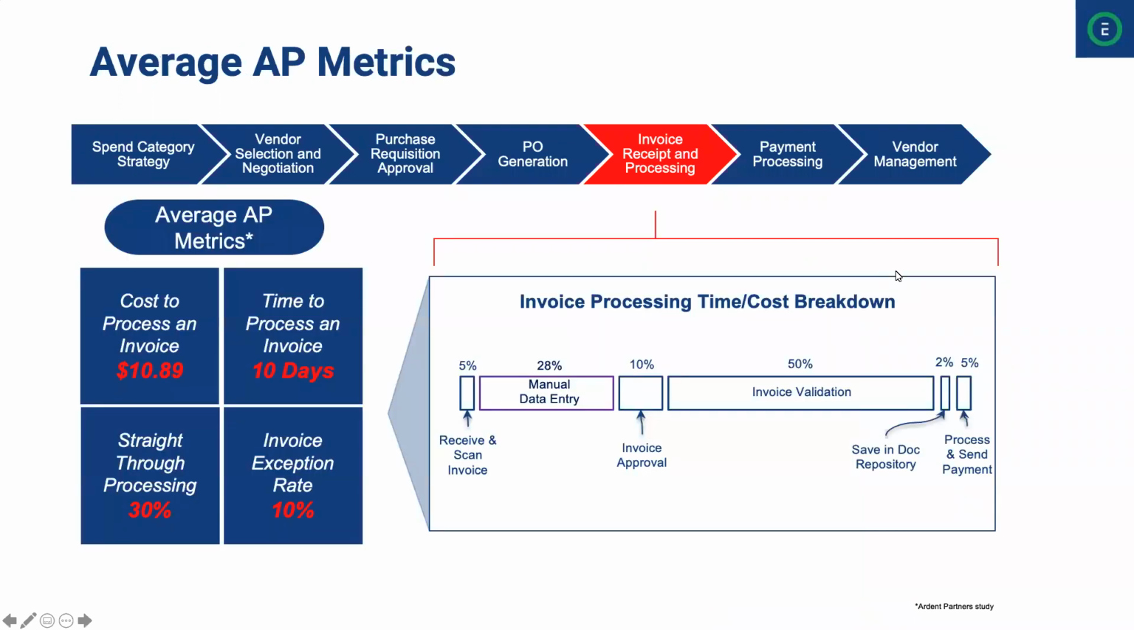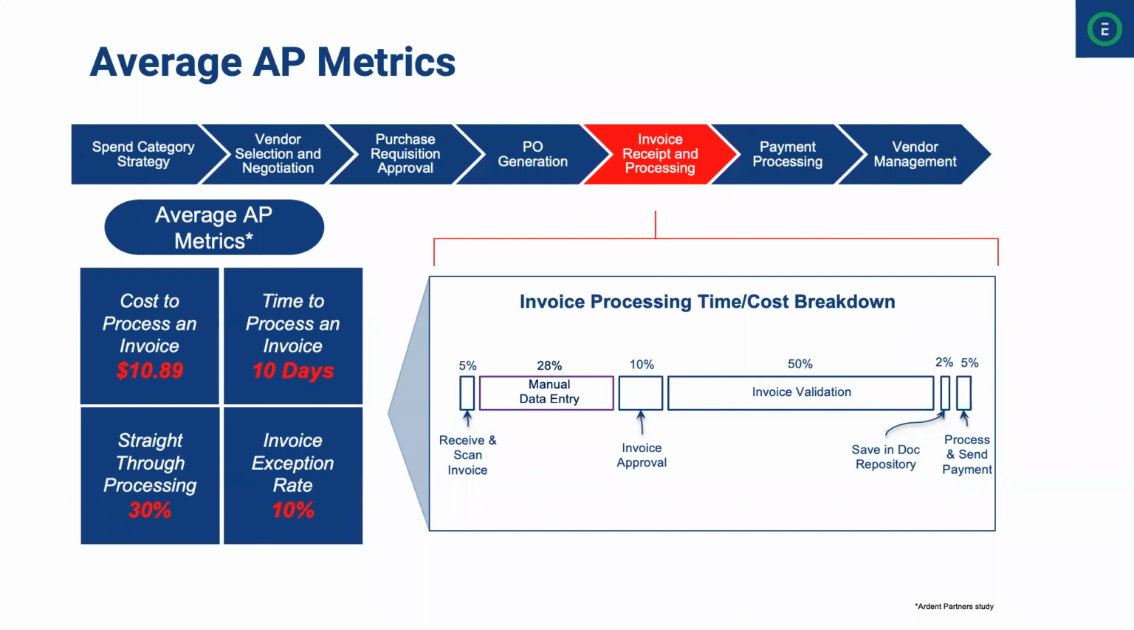What defines average in this slice of the AP world? So here's our first glimpse at the numbers that define average, kind of our baseline. So each core metric is assigned a number and tied to an individual step within the expanded invoice processing time and cost breakdown. So numbers aside, I also think this is a very telling graphic.